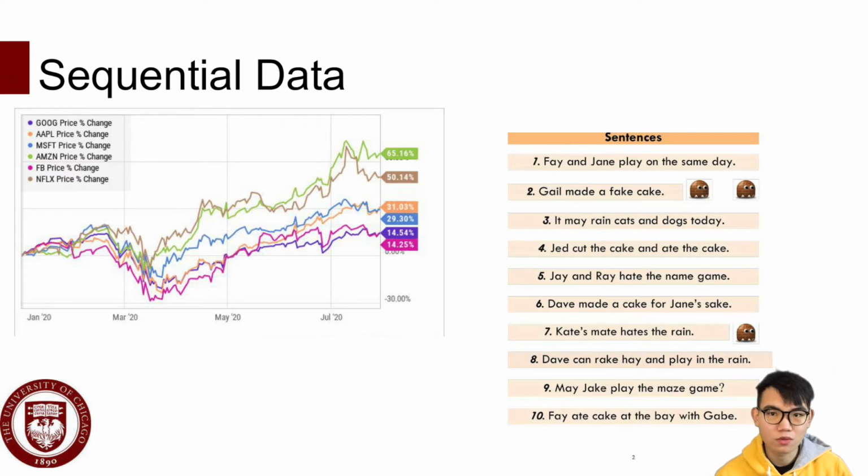RNNs are mainly useful for sequential data, which includes time series data like stock prices. In addition, RNNs are widely used for natural language processing, like speech analysis, sentiment analysis, and language translation.